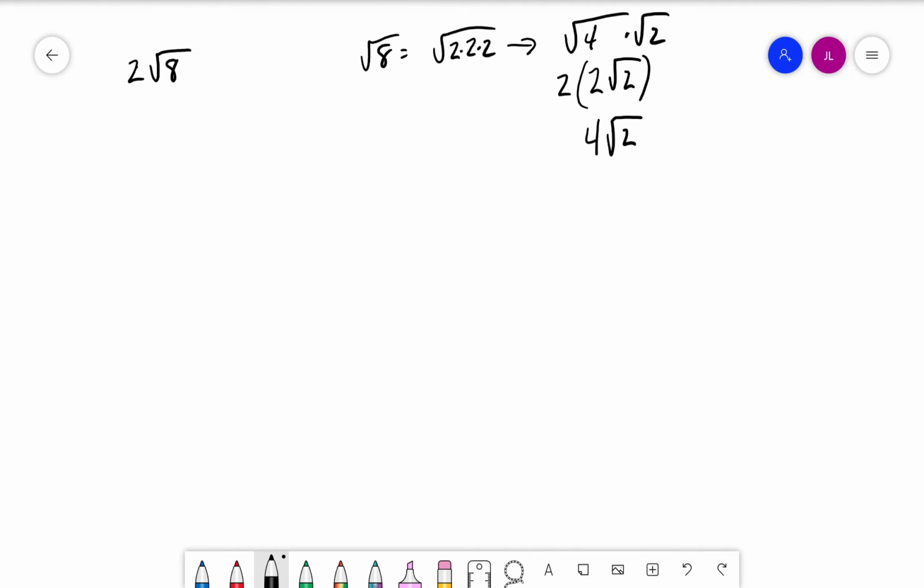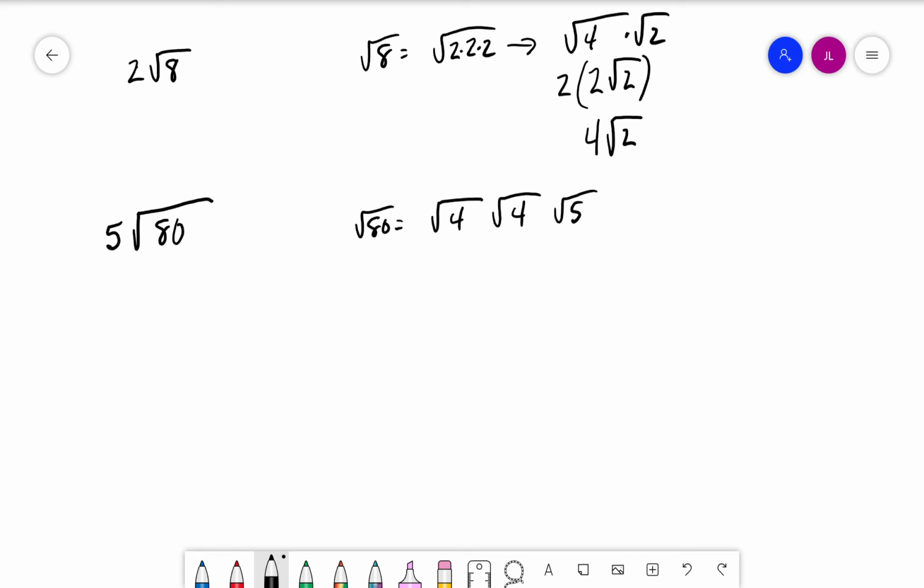To give one more example on this, let's look at a situation where we may have something like 5 times the square root of, we don't want anything too easy here, let's say 80. Okay. 5 times the square root of 80. Well, the square root of 80 can be broken down into the square root of 4 times the square root of 4 times the square root of 5. 4 times 4 is 16 times 5 is 80.